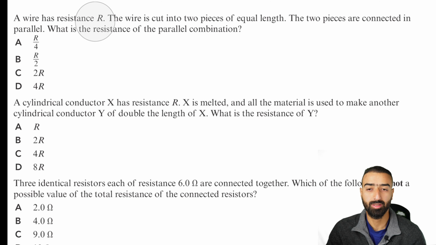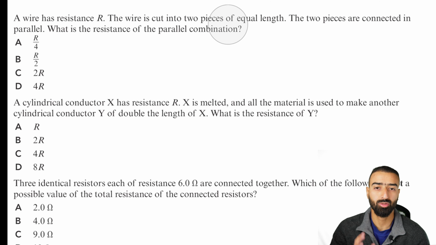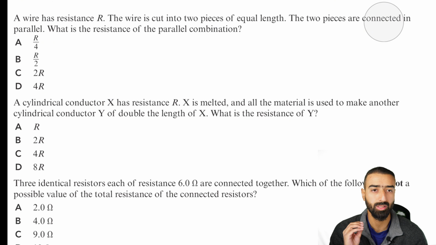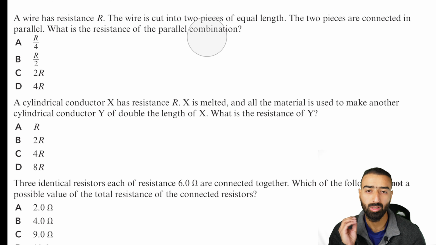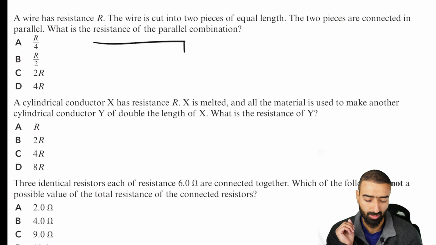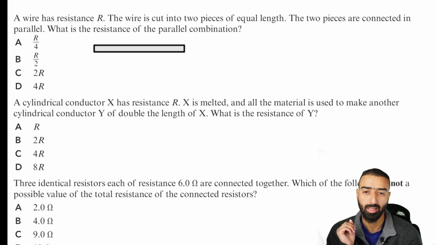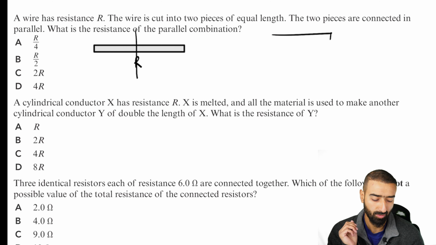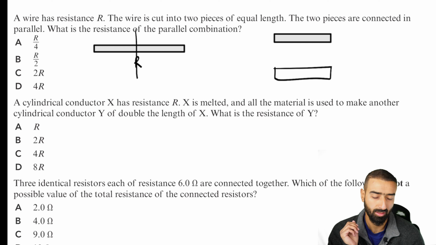A wire has resistance R. The wire is cut into 2 pieces of equal length. The 2 pieces are connected in parallel. What's the resistance of the parallel combination? So we have a wire that has resistance R. If we break it into 2 parts, each piece will have a resistance of R over 2. So these 2 pieces have resistance R over 2 and are connected in parallel. So this is R over 2 and this is R over 2.